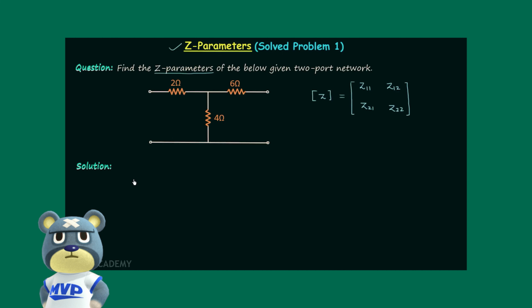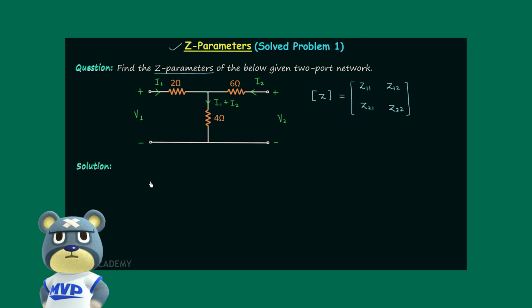In step number 1, we will assign the currents in all the branches of the network. So let us assign the currents in all the branches. I1 is the current in this branch, I2 is the current in this branch, and at this node, applying KCL, we will have I1 plus I2 as the current in this branch, and V1 is the voltage between these two terminals, and V2 is the voltage between these two terminals.